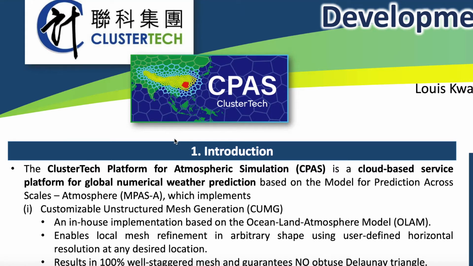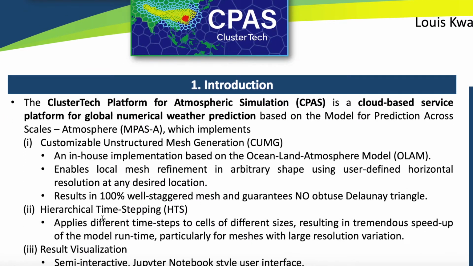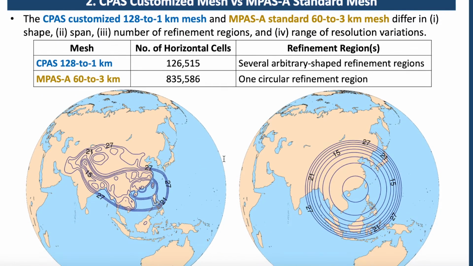CPAS is the ClusterTech platform for atmospheric simulation. It is derived from NCAR's MPAS model. On top of it, we have added two features: hierarchical time stepping and customizable unstructured mesh generation. We have generated a customized mesh which has 1 km resolution around Hong Kong here.